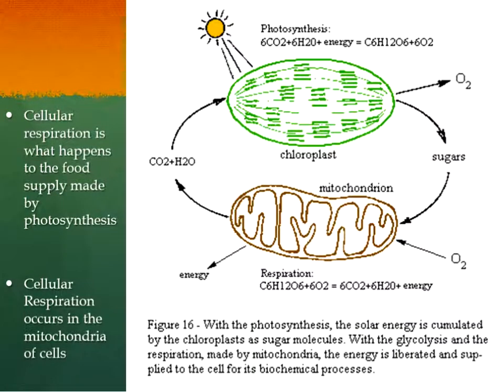So here it is. Somebody mentioned that it was like a loop. You're right. Here it is right here. Cellular respiration is what happens to the food supply made by photosynthesis. That's pretty impressive. Whatever photosynthesis makes, that's what cellular respiration uses. And also, this is a very important thing. It happens in the mitochondria of cells. Remember how we were saying photosynthesis is the chloroplast? Well, cellular respiration is the mitochondria.